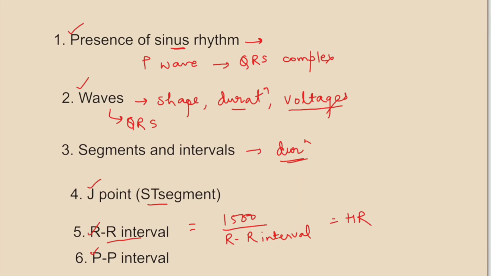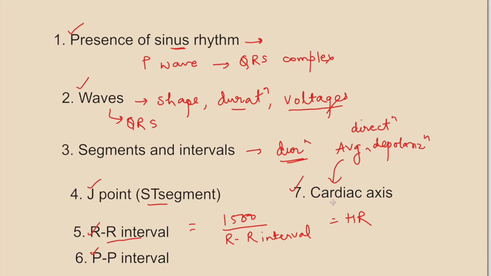Now finally you have to look at the cardiac axis. Now the cardiac axis represents the average direction of depolarization of the heart in one impulse. Now how much is the normal cardiac axis and how to calculate it, plus what is the shortcut of knowing the cardiac axis, that we will reveal in another video.